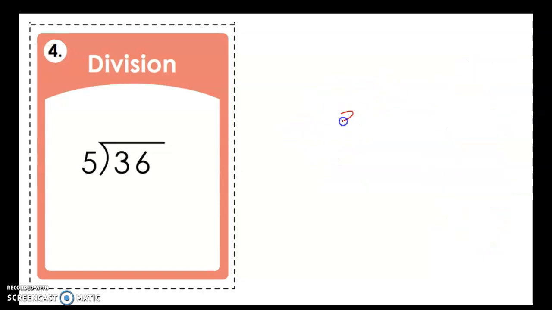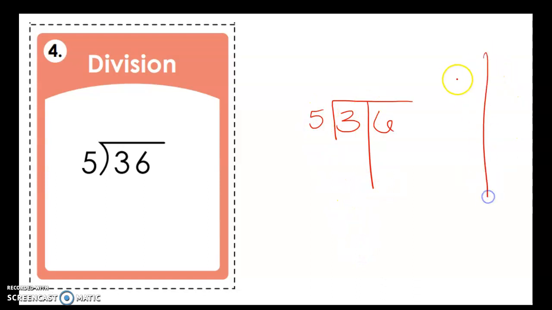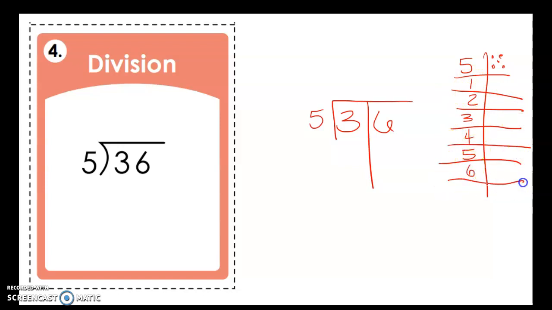So we have 36. Split those apart. And I'm going to divide them by 5. So we have the 5s T-chart: 5, 10, 15, 20, 25, 30, 35, 40, 45.